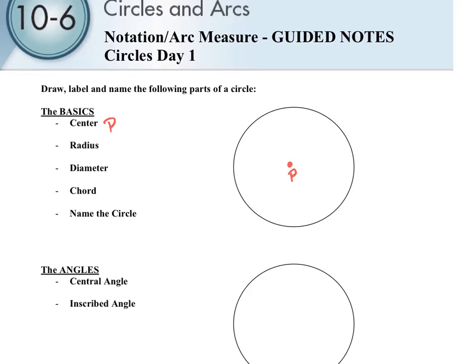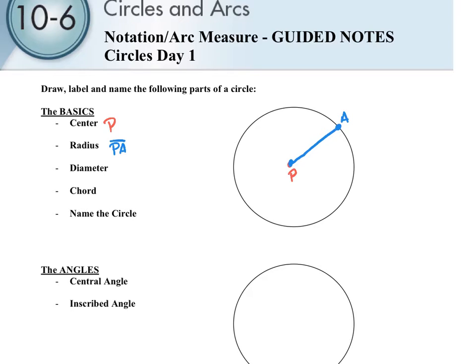Then we have a radius. Radius is a segment that goes from the center of the circle out to the circle. Let's name that point A over there. So the radius would be the segment PA, to draw the little line segment over top. You could have AP as well. The order doesn't matter as long as you have the correct 2 points.